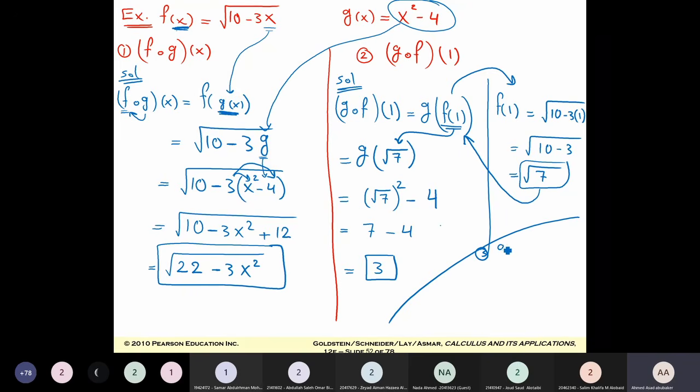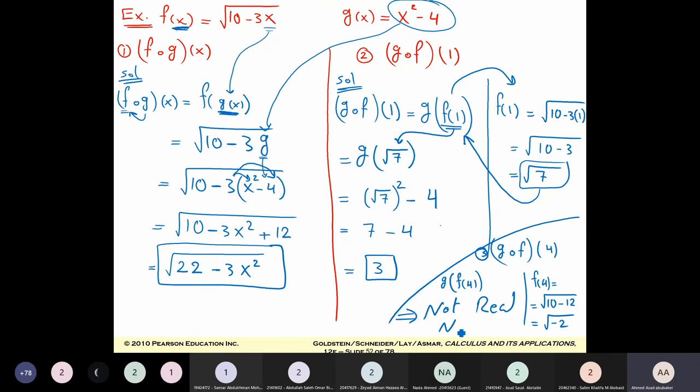If we asked for f composite g composite f at 4, this means g and substitute f of 4. What is the value of f of 4? f of 4 equals radical 10 minus 3 multiply 4, negative 12. So we have negative 2. So this is directly not a real number.